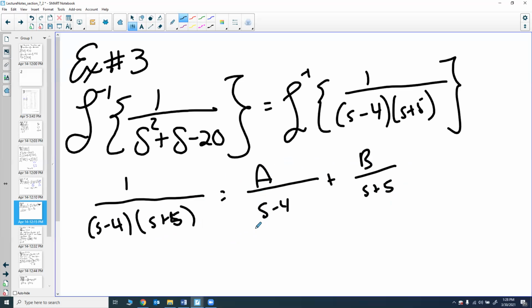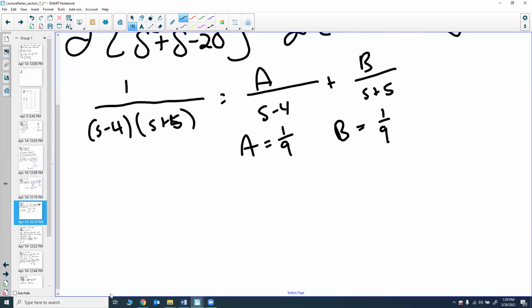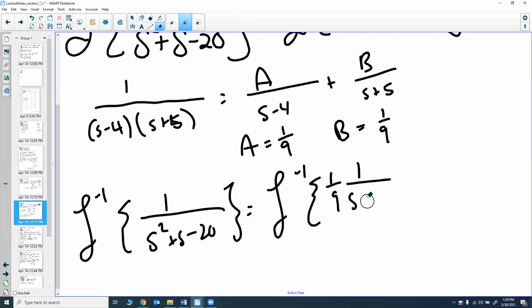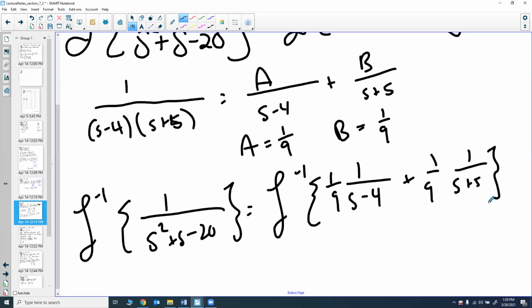Or you can use your technology. Technology will do this for you. It turns out that a is 1/9 and b is also 1/9. So that means that the inverse Laplace of 1 over s squared plus s minus 20 becomes the inverse Laplace of 1/9 times 1 over s minus 4 plus 1/9 times 1 over s plus 5. Again, you can use technology for this.